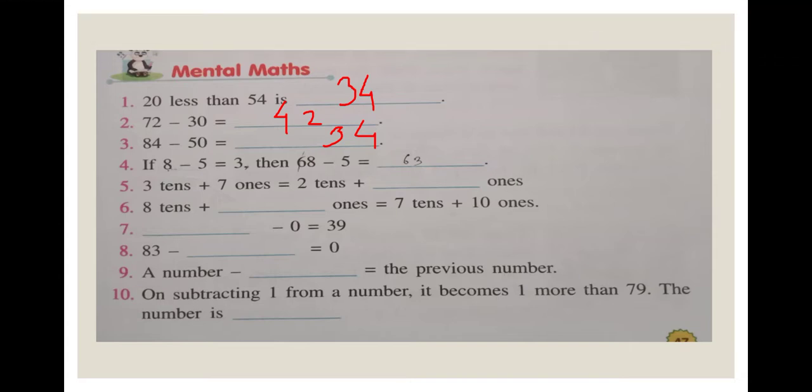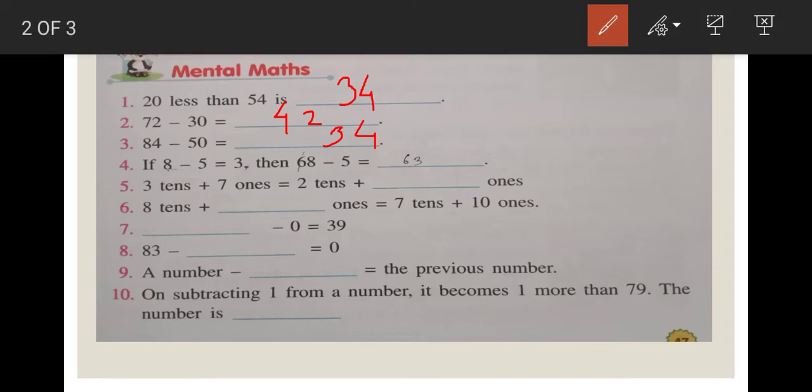Now the next question is, if 8 minus 5 is 3, we all know. Here also we wrote 8 minus 5 is 3, isn't it? So 8 minus 5 is 3, then 68 minus 5 will be how much? 8 minus 5 we are going to write here 3, then this 6, here is nothing in the tens place, so 6 will come down. So the answer will be 63. So let us write here 63.